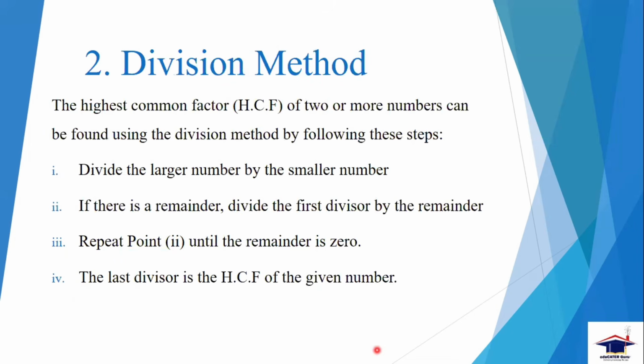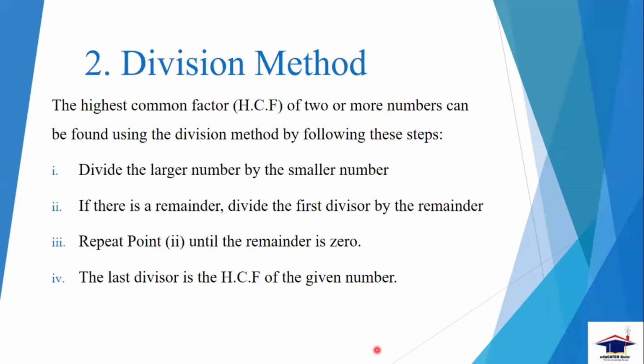Next, the division method. The HCF of 2 or more numbers can be found using the division method by following these steps. Divide the larger number by the smaller number. If there is a remainder, divide the first divisor by the remainder. Repeat the same procedure until you get the remainder as 0. The last divisor which you get in this procedure is the HCF of the given numbers.